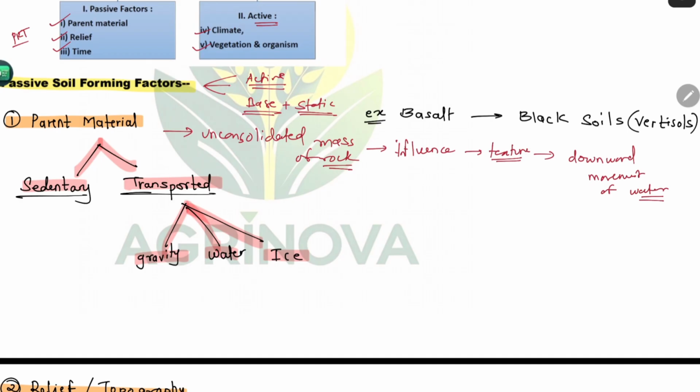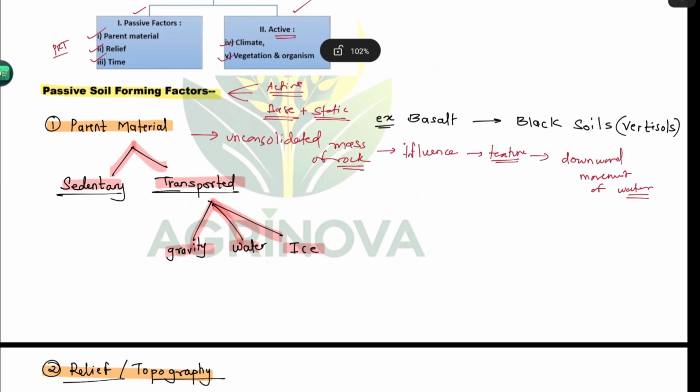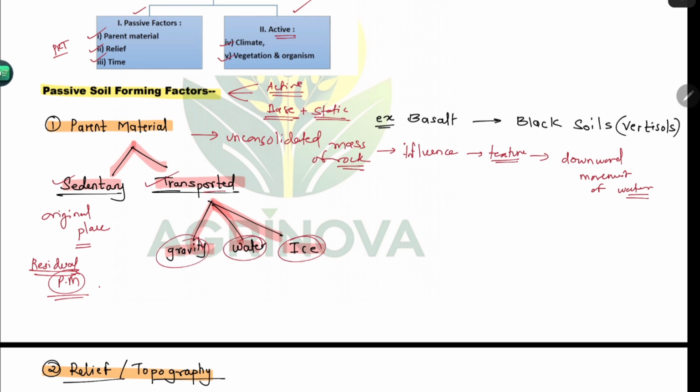Okay, so the soil forming factor, parent material, can be divided into sedentary and transported. Sedentary means it is formed at the original place. So it is the residual effect of parent material, weathered and formed on the same place. The next, transported, means the parent material gets transported from the place of origin through the action of gravity, water, and ice.